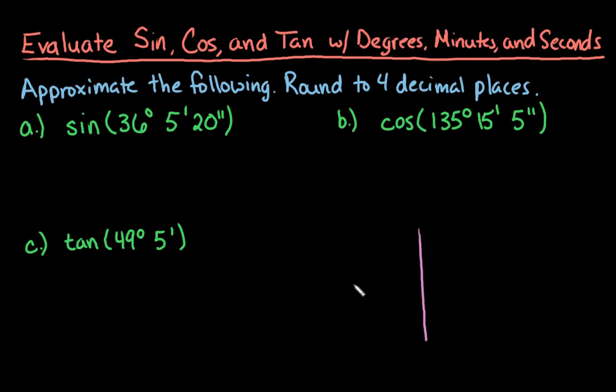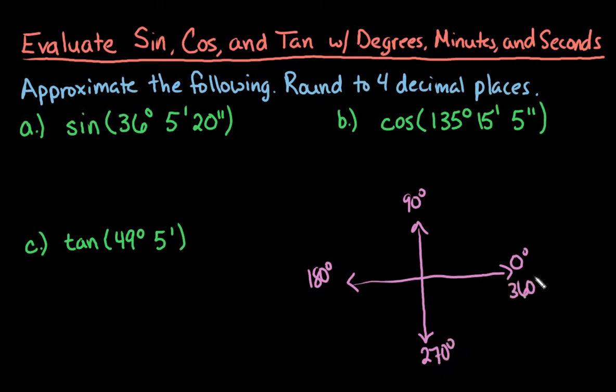If you remember, when you're dealing with sine, cosine, and tangent, and degrees, minutes, and seconds, you are talking about your rotation counterclockwise. So remember that we start at 0 degrees, and then we go to 90 degrees, 180 degrees, 270, and then we would get back to 360. So depending upon your quadrant will determine the output of your sine.